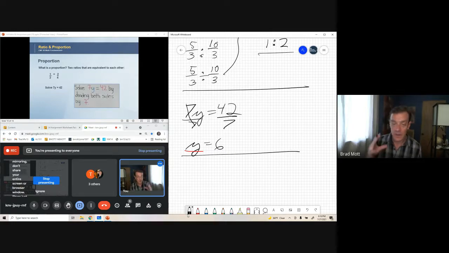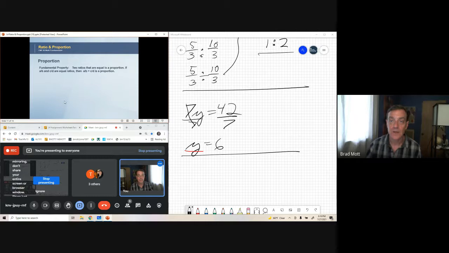That's what I call, when you hear me saying solve for the unknown, that's exactly what I'm asking you to do. So two ratios that are equal is a proportion. If A over B and C over D are equal ratios, then A over B is equal to C over D, and that is called a proportion. And we can use properties of proportions to solve for unknowns.